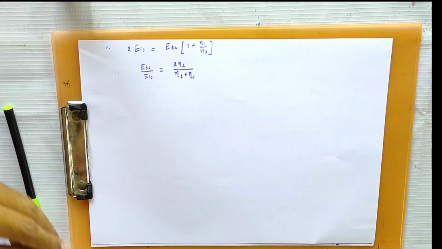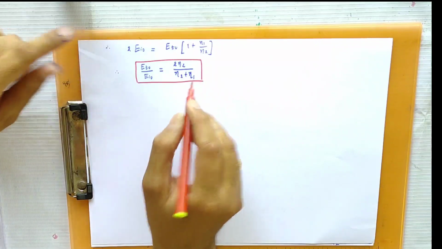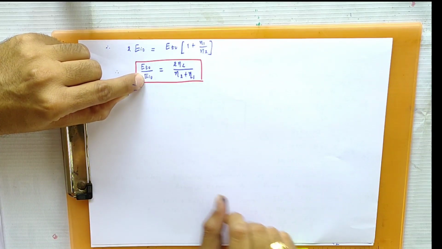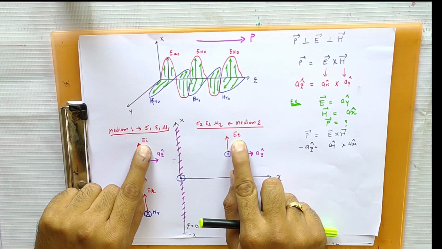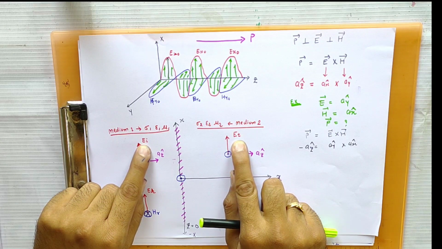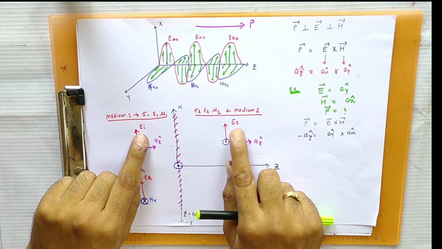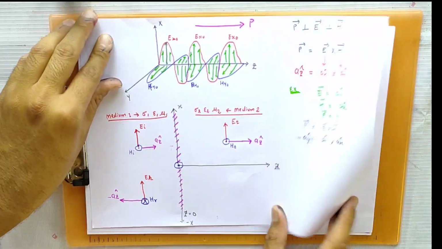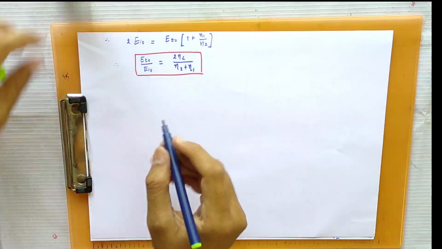Finally we will get one equation. What does it say? It is the ratio of the transmitted wave and the incident wave, so it is known as the transmission coefficient. The transmission coefficient says how much portion of the wave is transmitted into the second medium. So here ETO by EIO is known as the transmission coefficient.